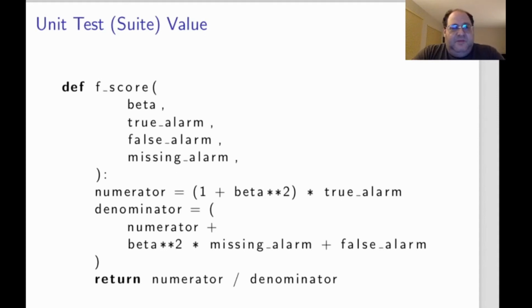And the actual formula is not super interesting. You can just copy it off of Wikipedia, but then it's in mathematical notation. I transformed it into Python here. But that's the formula. You feed in the number of true alarms, the number of false alarms, the number of missing alarms. It's very important to count true alarms correctly.